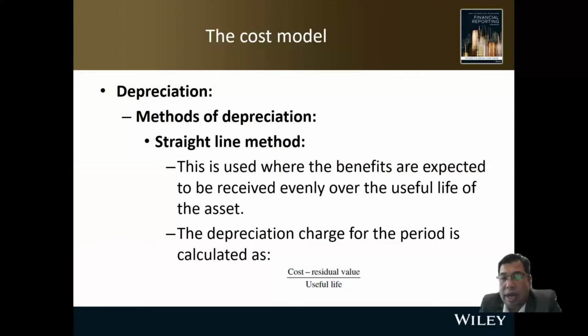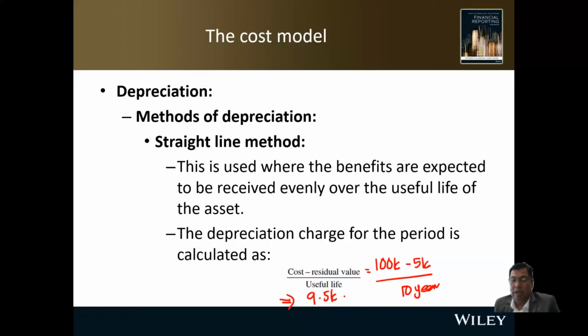The most common one is the straight line method. What is the formula? Cost minus residual value divided by estimated useful life. Example, the cost is 100,000, the residual value is 5,000, and it can be used for 10 years. So every year your depreciation will be 9,500. This is the formula: cost minus residual value divided by useful life. Cost minus residual value is the depreciable amount.